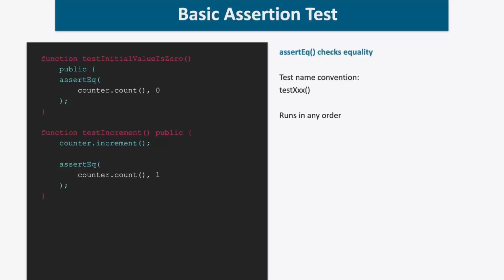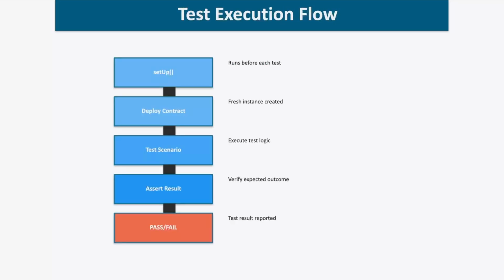Happy path tests are necessary but insufficient. You must also test failure cases. Let me show you exactly what happens when you run a test. First, Foundry calls your setup function. It deploys a fresh counter contract. The contract state is initialized. Then, a new instance of counter is created with count equals 0. This instance is isolated, no state from previous tests.